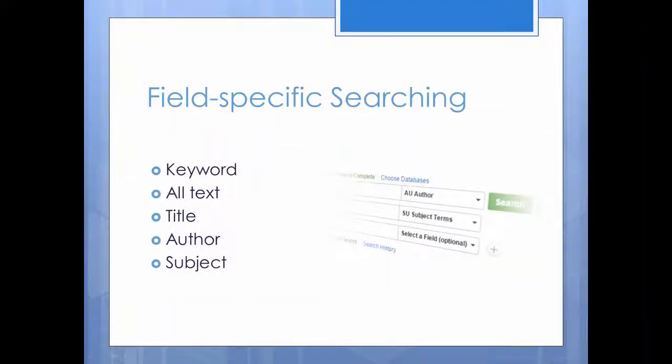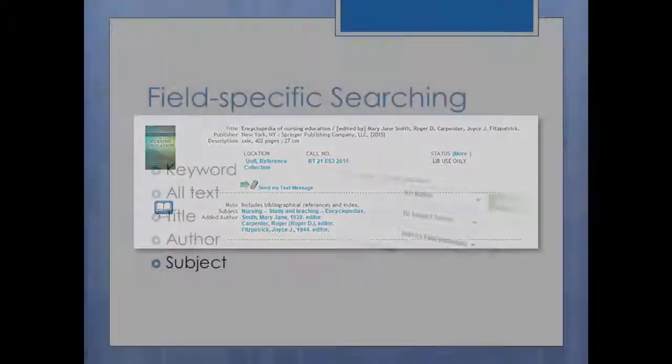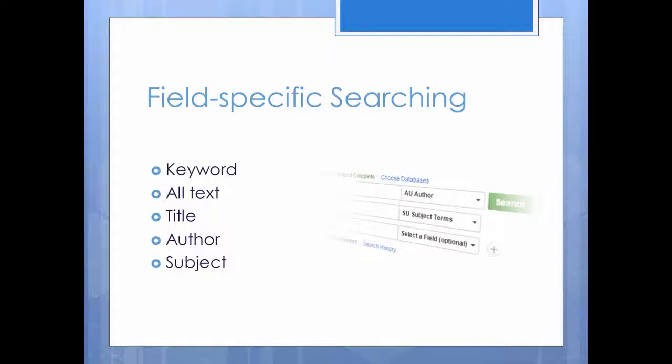Generally, the default search field is set to keyword. In a keyword search, the entire record of a book, article, or other item is searched for the terms entered. For example, in this catalog record for the Encyclopedia of Nursing Education, a keyword search would look for the search term in the title, the authors, or in this case editors, the publishing information, the physical description, the notes, and the subject headings. If any word in this record were searched in the catalog, this book would be included in the results.